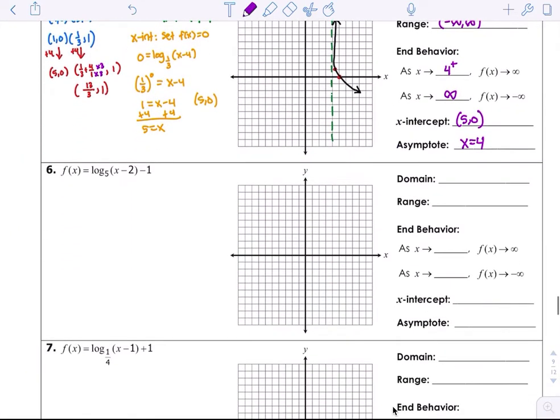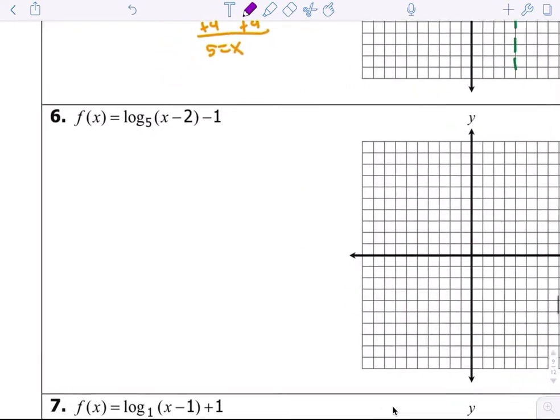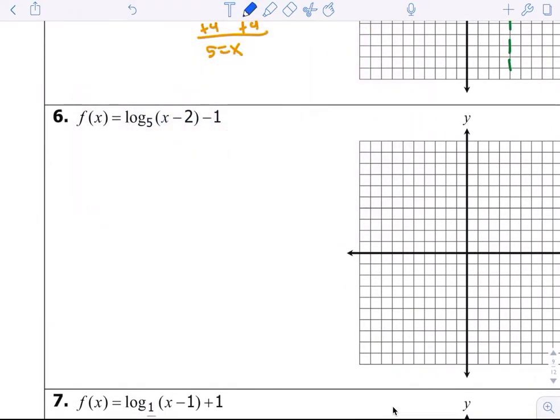Okay. Number 6. All right, number 6. You have critical values 1, 0 and b, 1. Your b value is that right there. So you're going to have 1, 0 and 5, 1.